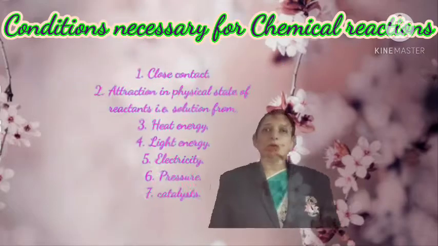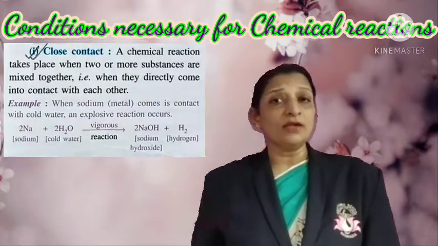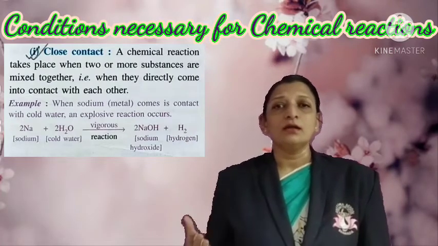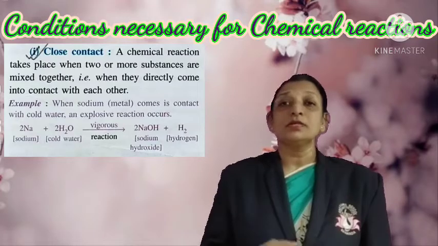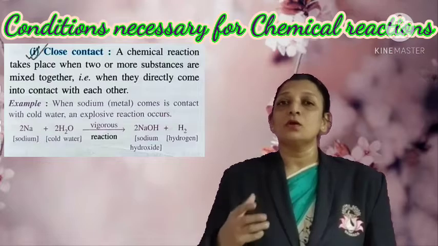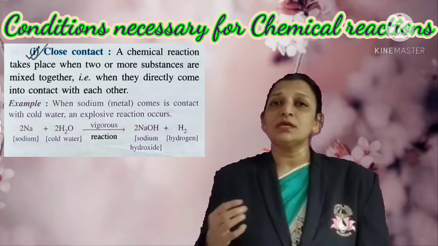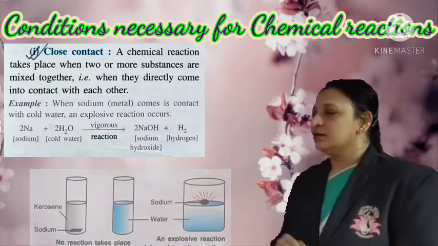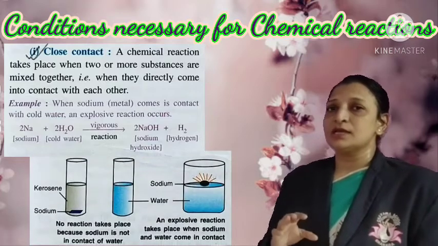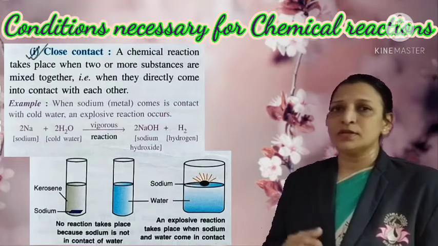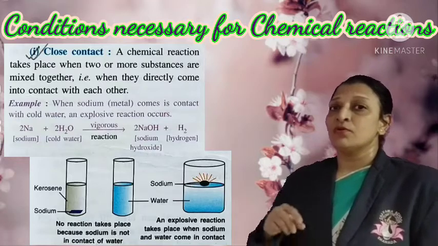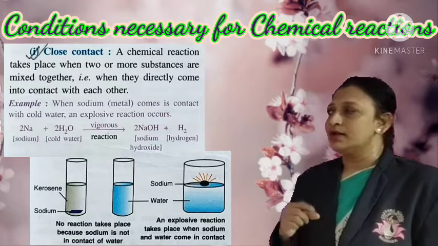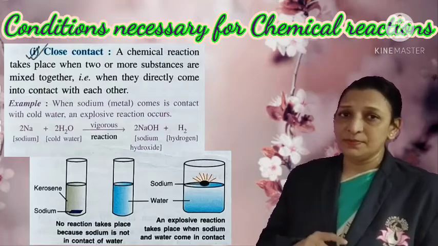So the first is close contact. Chemical reactions take place between the two reactants only when they are coming close. That means when they are in close contact, they are mixing with each other. For example, when sodium metal is allowed to keep in kerosene, it is not reacting. For the reaction of it with water, we need to keep sodium metal into the water. Let us see what happens.